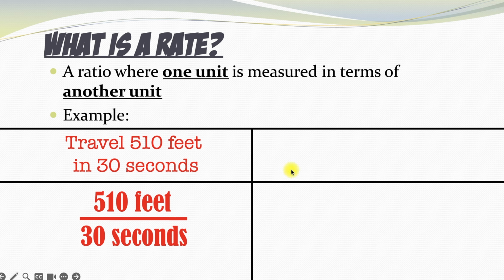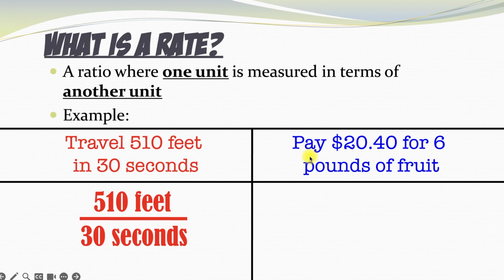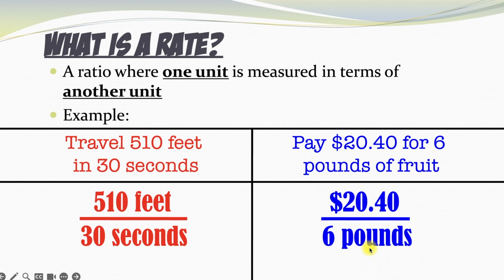Let's take another example. Let's say you pay $20.40 for 6 pounds of fruit. This is also a rate because we're measuring the cost for how many pounds of fruit there are. And how do you think we would write this rate? We'll put the cost, $20.40, in the top of the rate. Then we'll put the fraction line, and in the bottom of the rate, we'll write the number of pounds of fruit, which is 6 pounds of fruit.